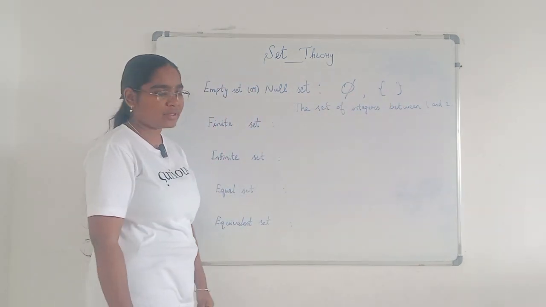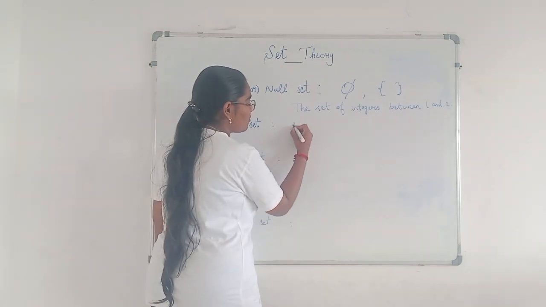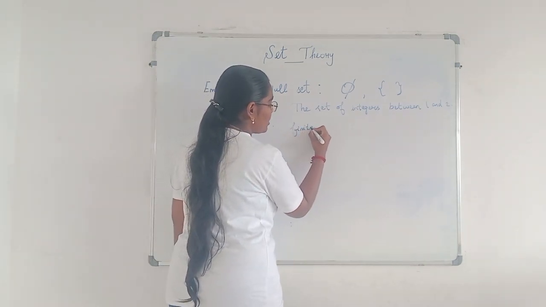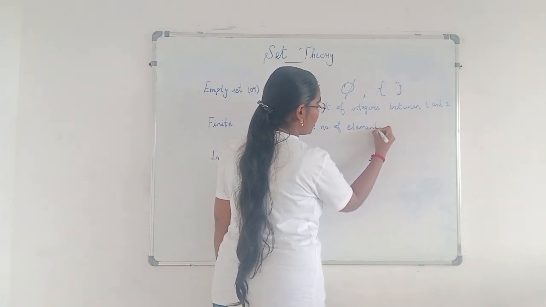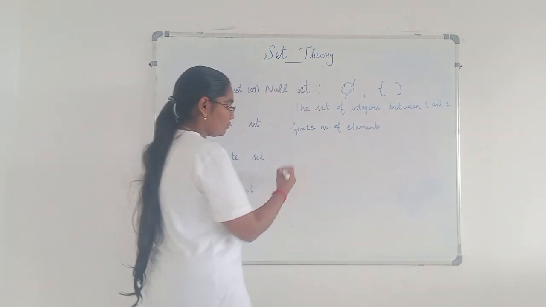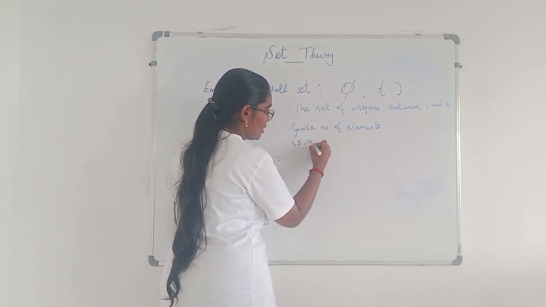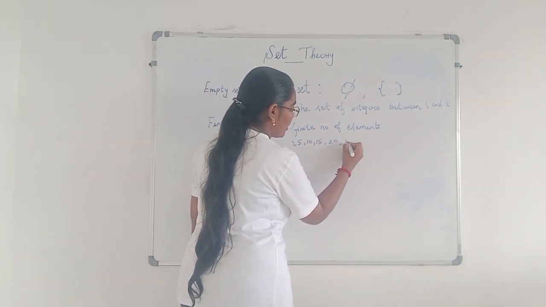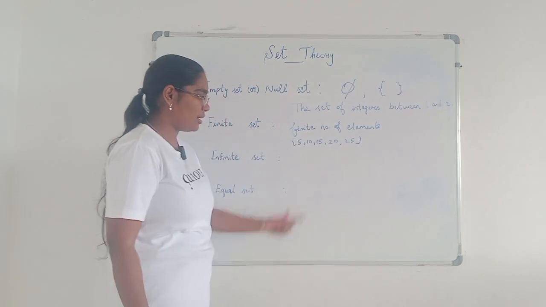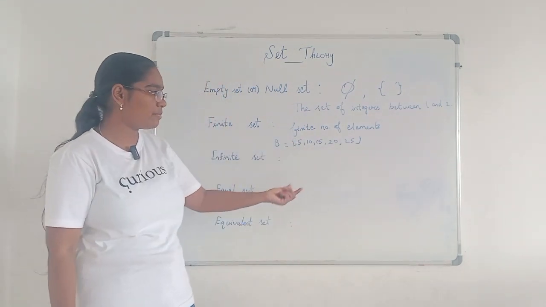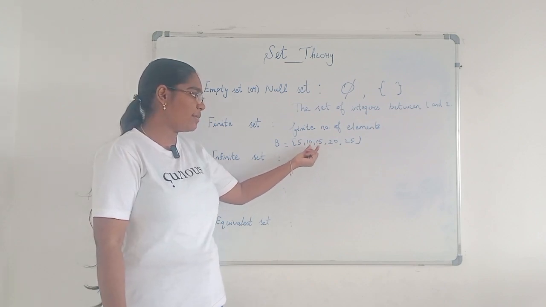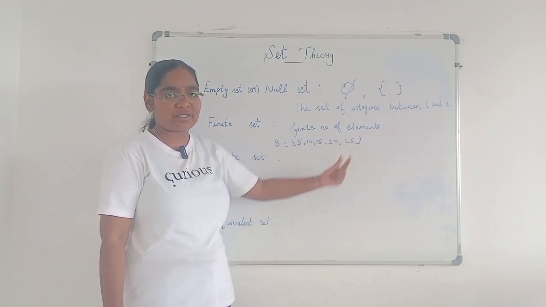Finite set. The set which has finite number of elements is known as finite set. 5, 10, 15, 20, 25. Here, in this set B, the elements are 5, 10, 15, 20, 25.